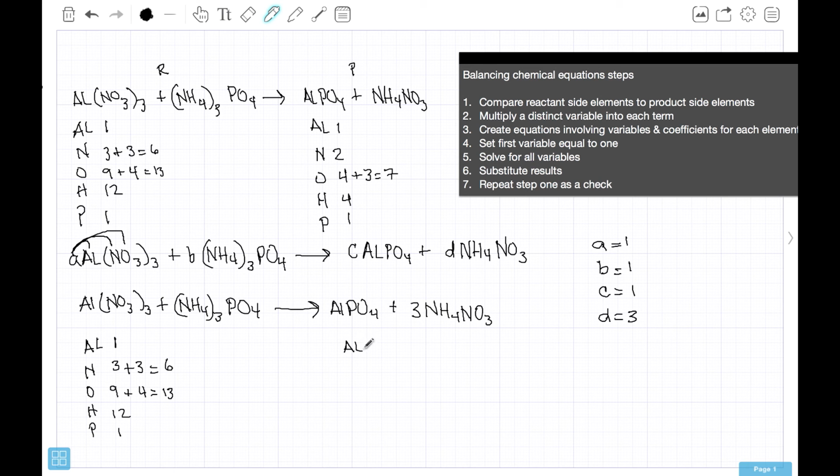So on the second side of the equation, aluminum is 1. Nitrogen, we have 2 nitrogens being multiplied by 3. So now we have 6 nitrogen. As you can see, 2 times 3 is 6. Then for oxygen, you have 4 here in the first term. And then you have 3 being multiplied by 3. So 9 plus 4 equals 13. Then for hydrogen, you have 4 times 3 gives you 12. And for phosphorus, there's just 1. Now, as you can see, everything matches up.